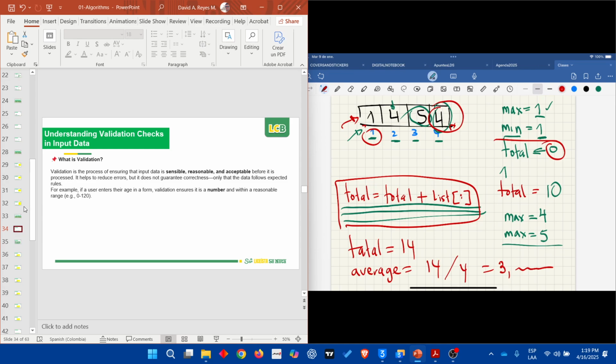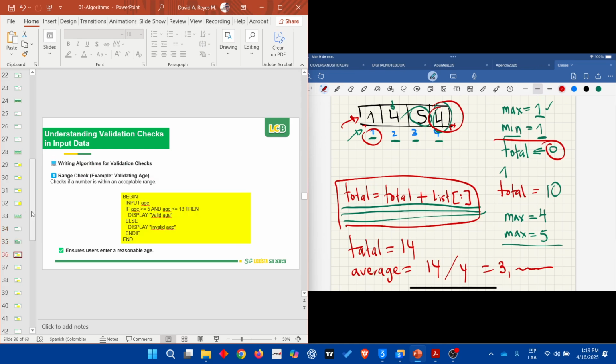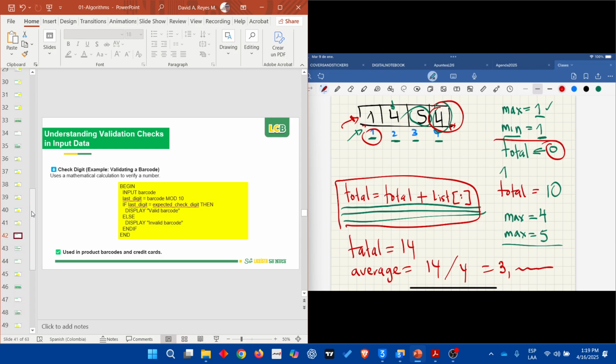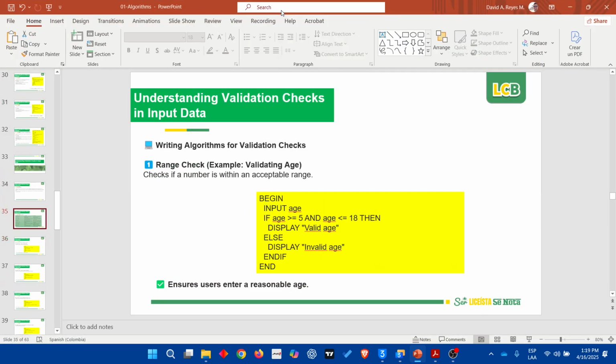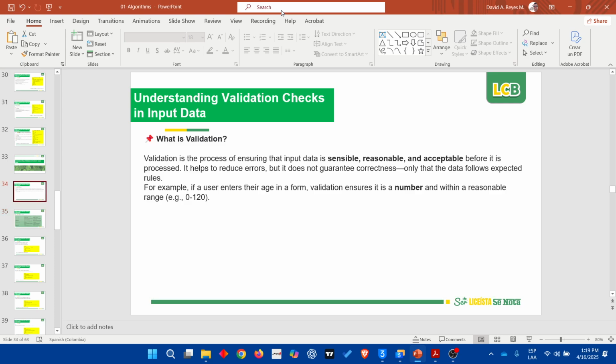So here we need to know two things: validation and verification. There is something that, including me, is confusing. Okay, so let's talk about it here. Validation is just the process of ensuring that the input data is sensible, reasonable, and acceptable before it is processed. Okay, what does that mean?